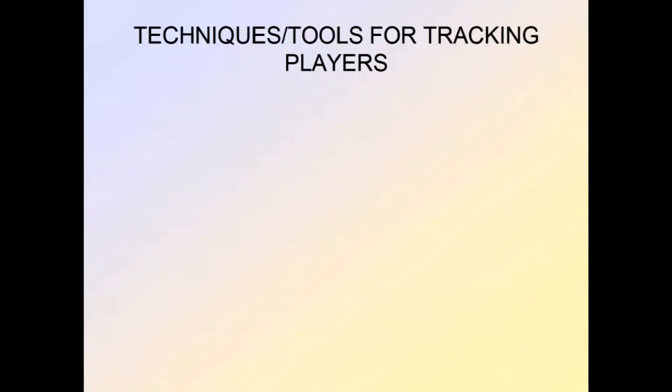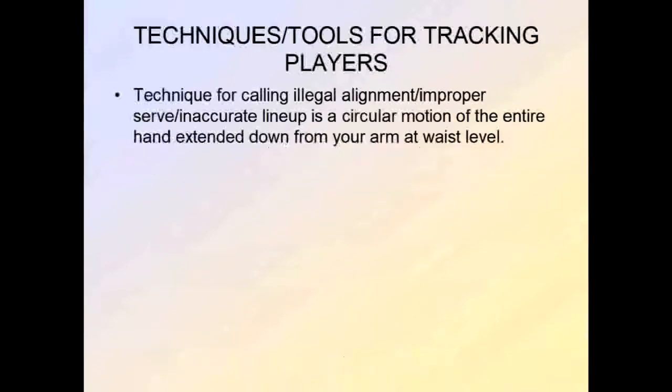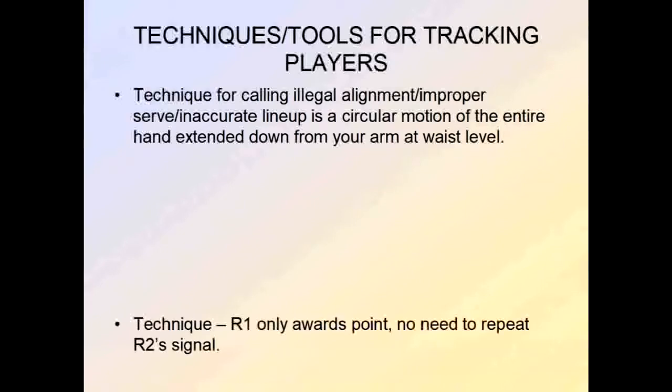Now let's talk about some techniques for NFHS per the rulebook and tools for tracking players. The technique for calling an illegal alignment or improper serve or inaccurate lineup is a circular motion of the entire hand extended down from your arm at waist level. You can practice it just by standing there or sitting there. You can practice your circular motion.